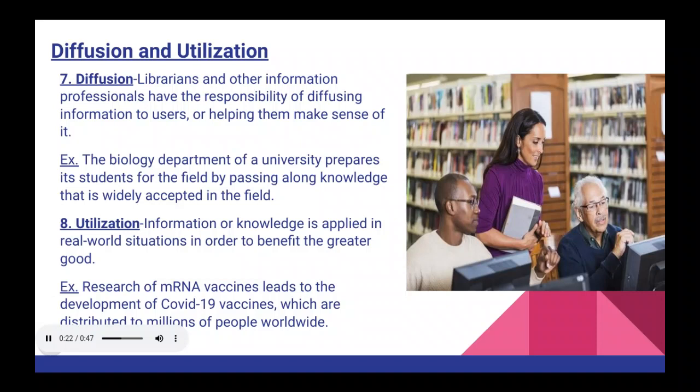Utilization. Individuals apply information to real-world situations and problems. A recent example is the research, development, and distribution of COVID-19 vaccines. Through utilization, information is often shared with an even wider audience, and there may be tangible artifacts that result from the use of this information, i.e., a physical vaccine. The more widespread a piece of knowledge is, the more likely it is to be preserved.